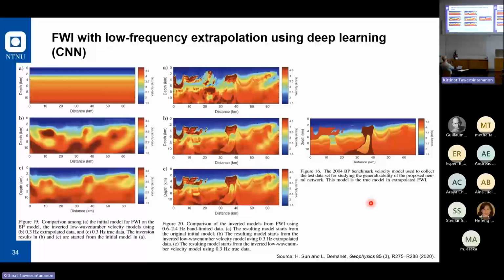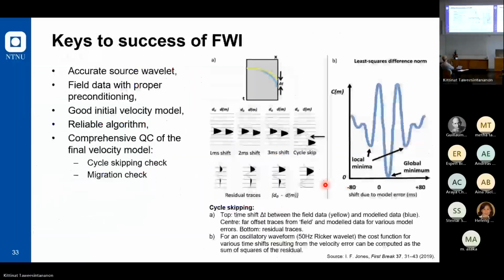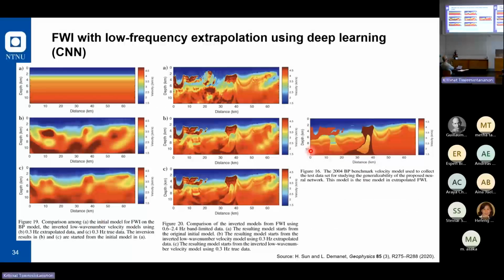We need to move to the global minima. So we need low frequency component to avoid the cycle skipping effect here. In 2020, a paper published in Geophysics proposed a technique to extrapolate low frequency model seismic data using deep learning. It helped FWI to determine the velocity without the problem of cycle skipping.